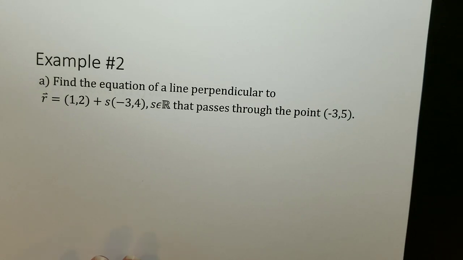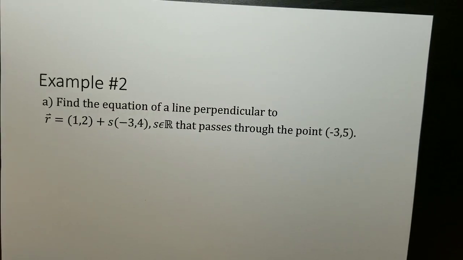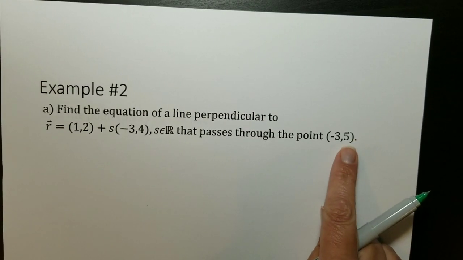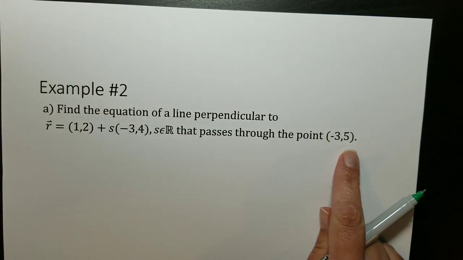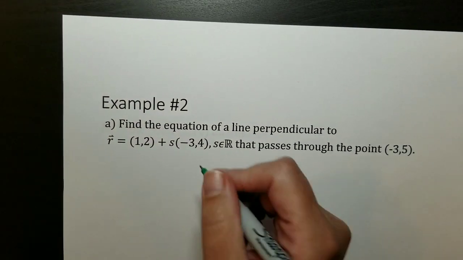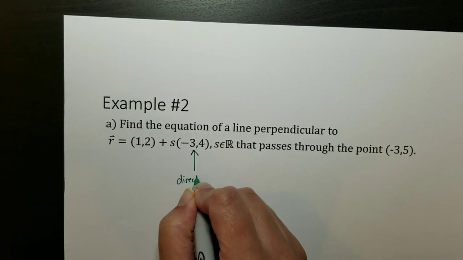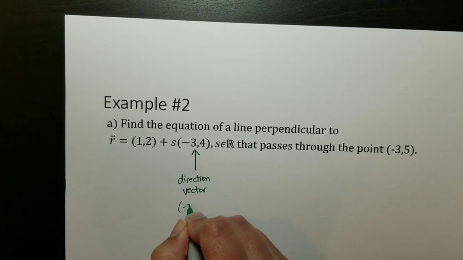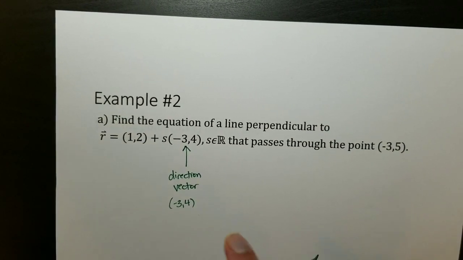Example number 2. This is asking me for the equation of a line that's perpendicular to this given line and passes through this point. It doesn't ask me for any specific form. So I think that the vector form is actually going to be the easiest to work with. So this one here, this direction vector is -3, 4. I want to find a perpendicular direction vector to that.